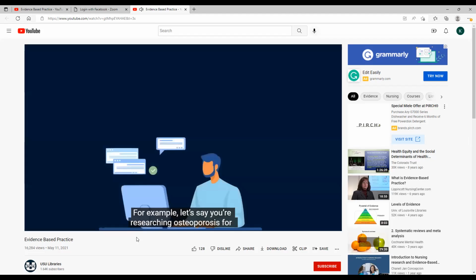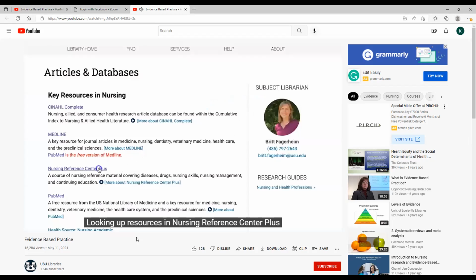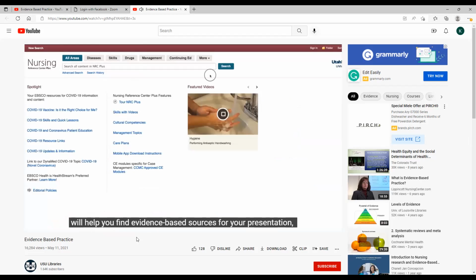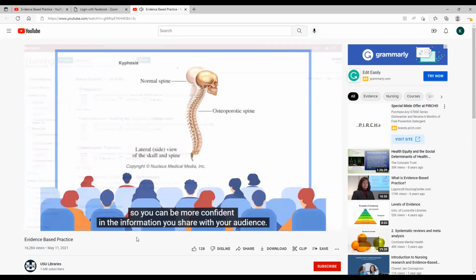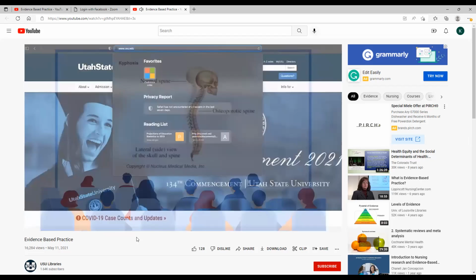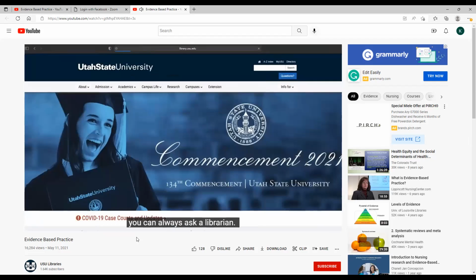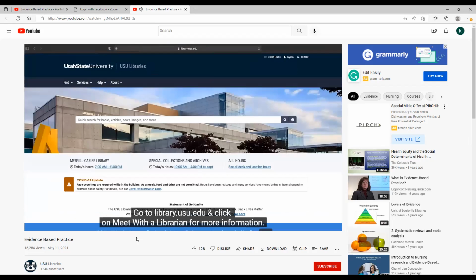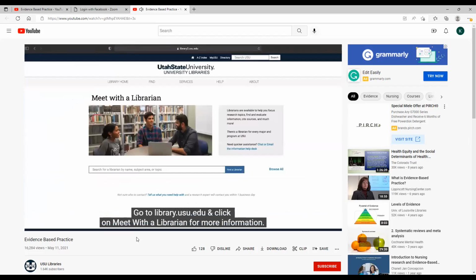For example, let's say you're researching osteoporosis for a presentation to senior citizens. Looking at resources in Nursing Reference Center Plus will help you find evidence-based sources for your presentation, so you can be more confident in the information you share with your audience. If you need help finding sources or with research help in general, you can always ask a librarian. Go to library.usu.edu and click on Meet with a Librarian for more information.